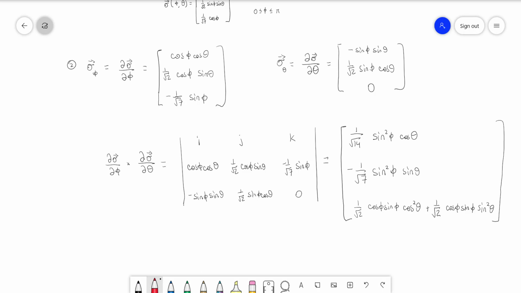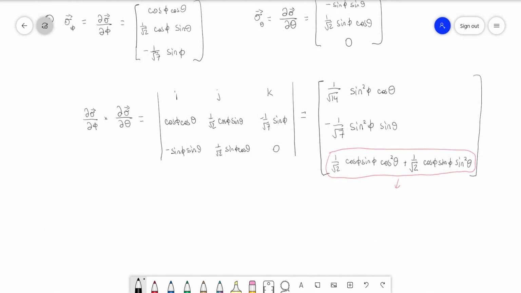Now this last term, we can actually simplify quite a bit. Notice that we can factor out the 1 over root 2 cosine phi sine phi from both terms. Doing so will leave you with cosine squared plus sine squared, and we know that that is equal to 1. So ultimately, the last component would just be 1 over root 2 cosine phi sine phi. All right, great.